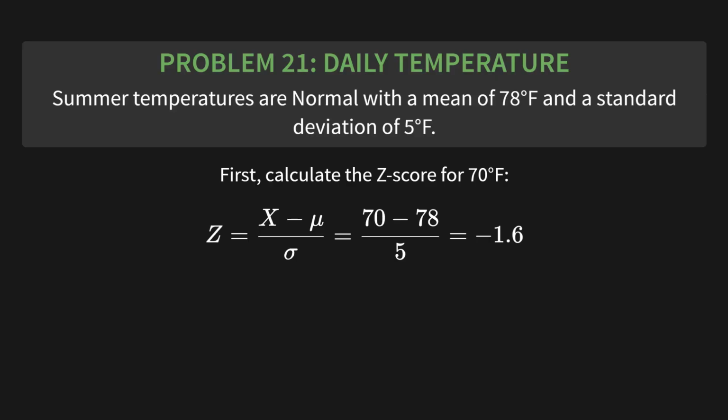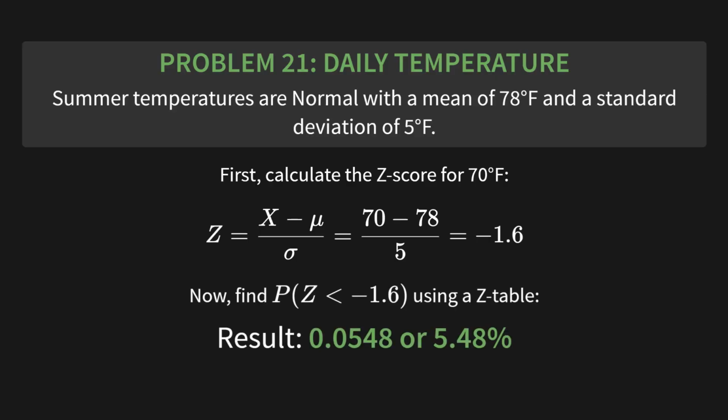Now we just have to find the probability that z is less than negative 1.6 by using a z-table. And the result is 0.0548, or 5.48%.